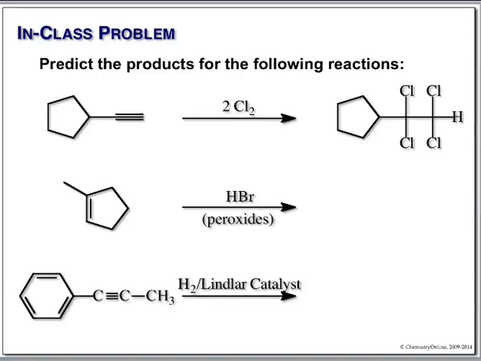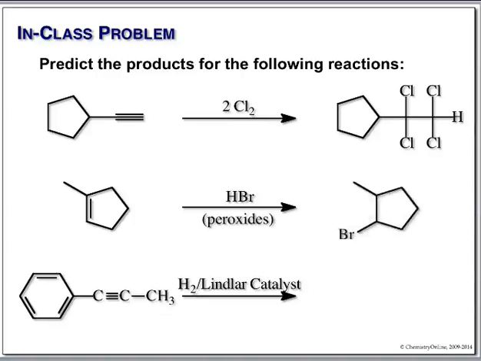I threw this next one in just to make sure you're paying attention. HBr, peroxides, this is an alkene, remember? This gives us anti-Markovnikov alkyl halide, alkyl bromide. This would be our most stable carbocation. This would be the most stable radical. Therefore, bromine is going to add here.